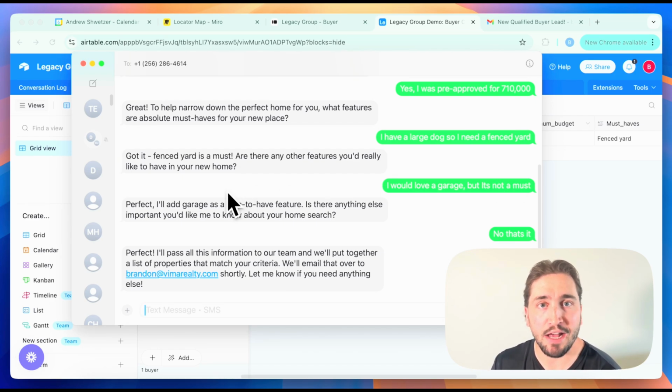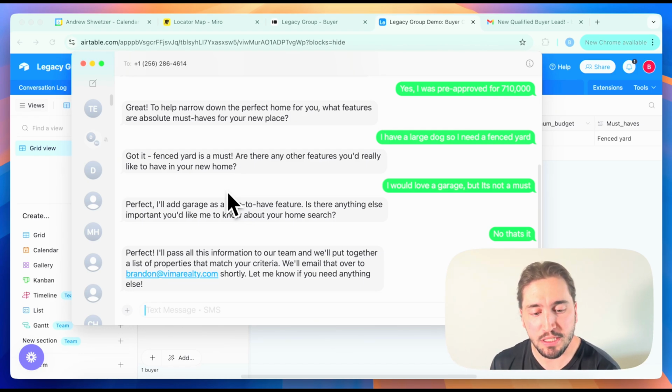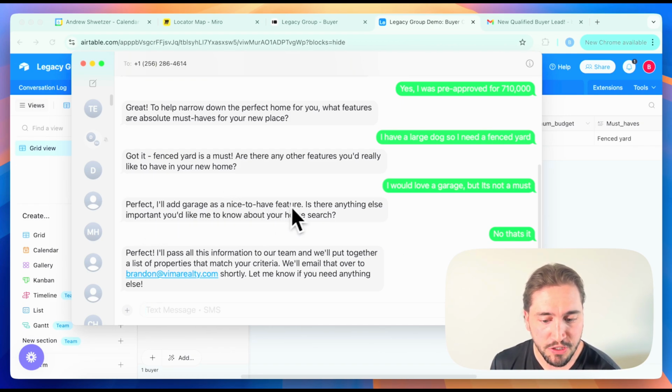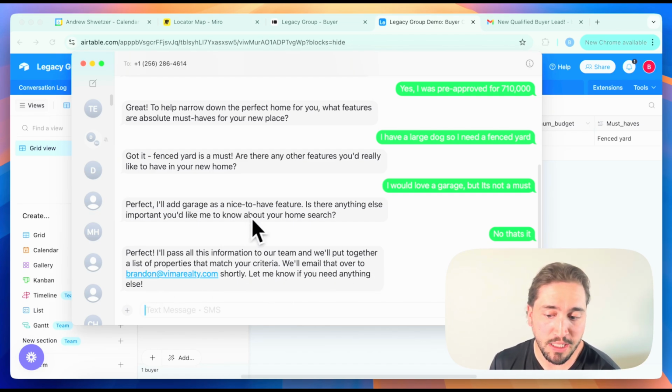So it's just having a natural conversation with me here while knowing in the back of its AI brain that there's certain checkboxes it needs to check off. So therefore that's the questions that it's going to ask. So then it says, "Perfect, I'll add a garage as a nice to have to your feature list. Is there anything else important you'd like me to know about?" I said, "No, that's it." And then it ends it off with saying, "Perfect, I'll pass this information to our team and we'll put together a list of properties that match your criteria. We'll email that over to you with my email that I inputted into the lead form. And then let me know if you need anything else."